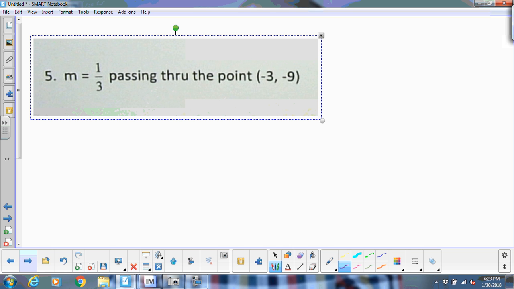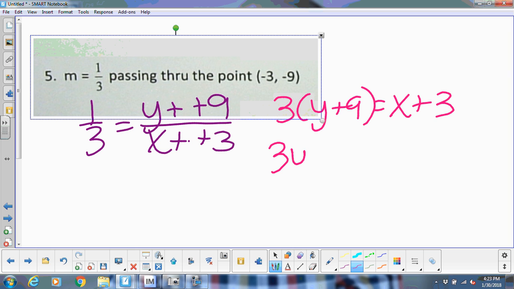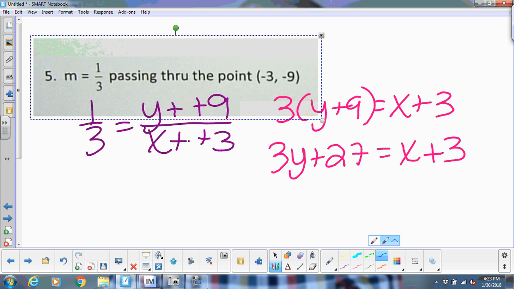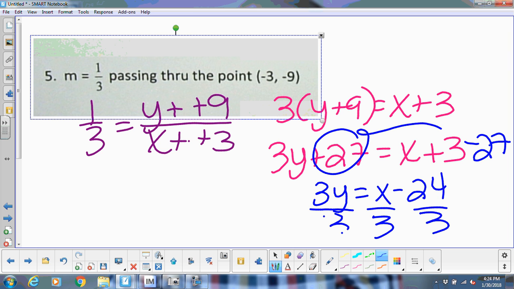All right, same thing for number 5. You're going to start with 1/3 equals y minus negative 9 over x minus negative 3. Cross multiply here. All right, and then y by itself, so I'm going to move my 27. Signs are opposite, so we subtract and keep the sign of the larger number. And then divide everything by 3. So y is going to equal 1/3 x minus 8.